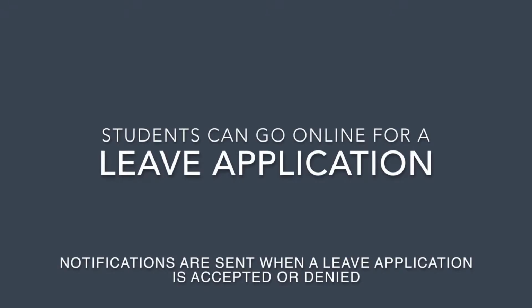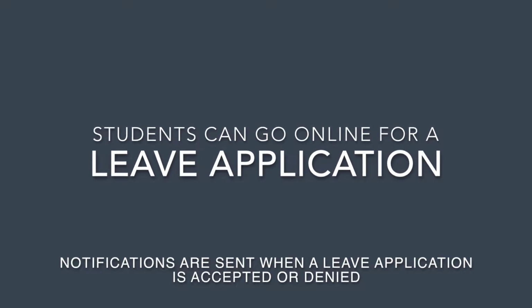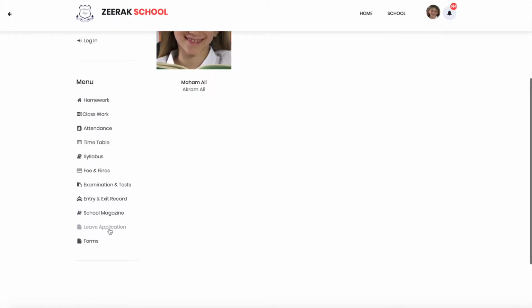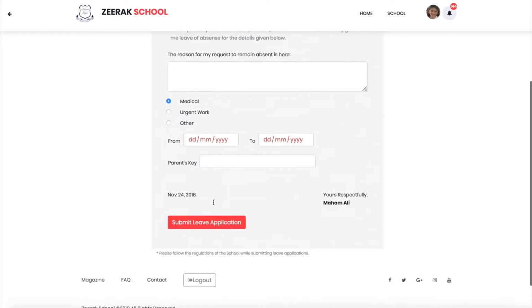Students or parents of students can go online to apply for leave. Notifications are sent when a leave application is accepted or rejected by admin. When the student clicks on the leave application button, the leave application opens.